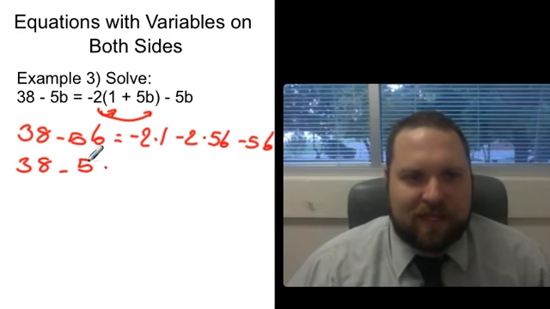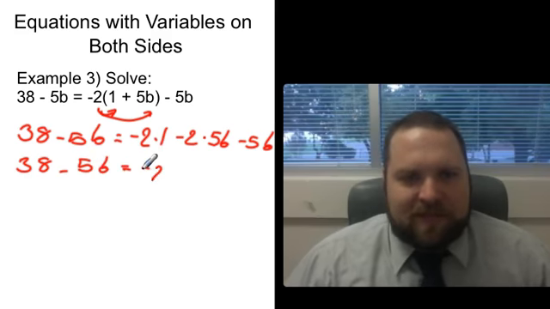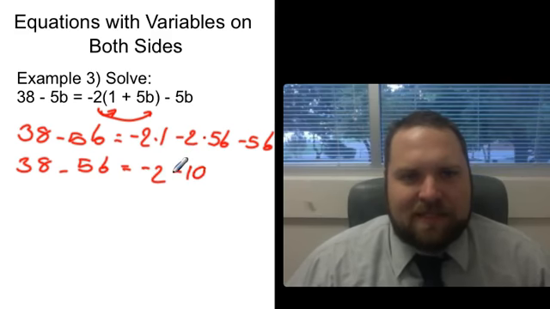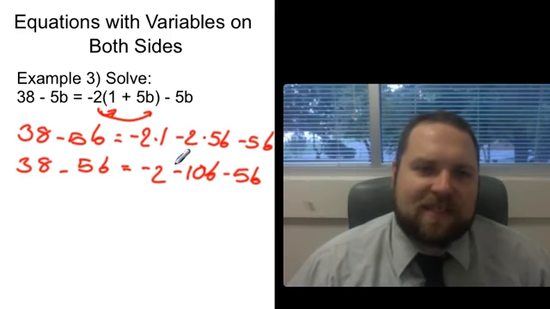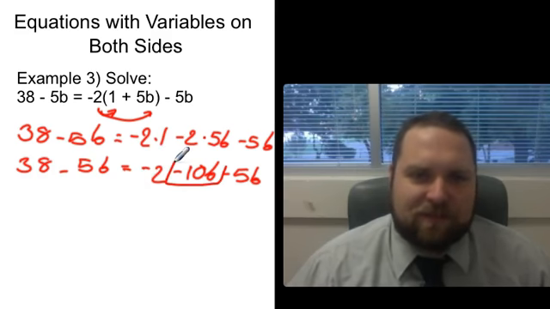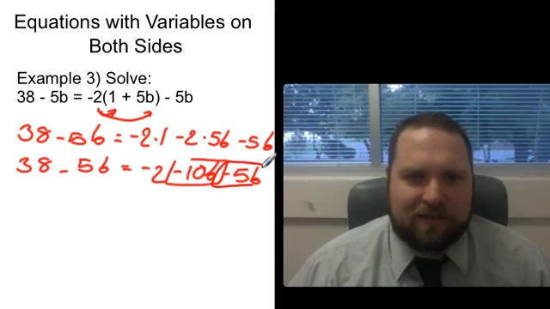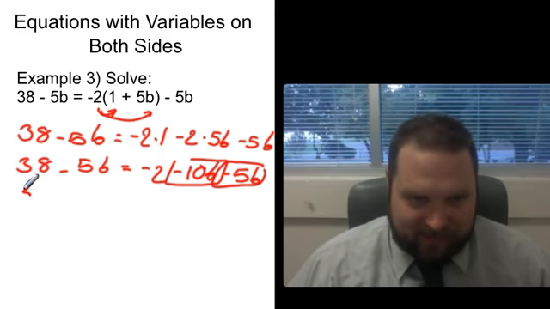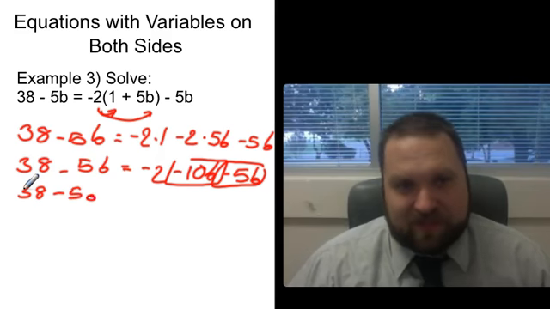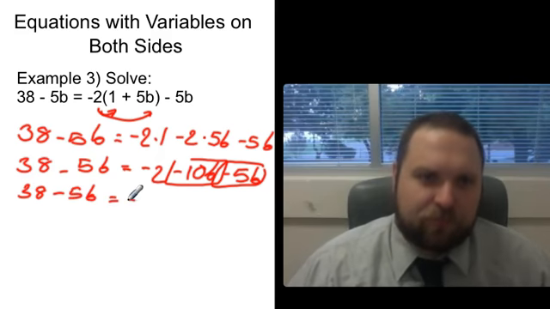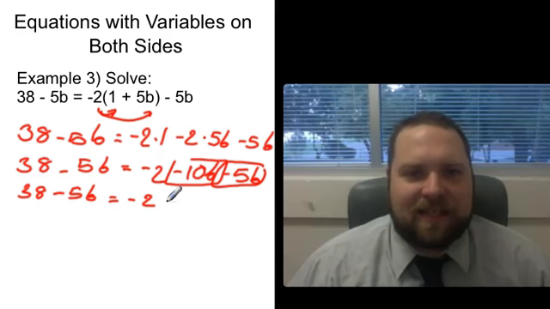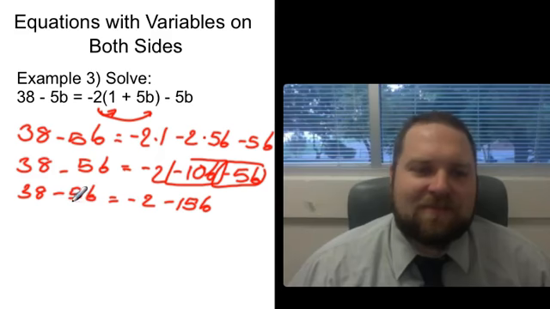This side remains just 38 minus 5b equals now -2 minus 10b minus 5b. Once I've done that, I can see I have like terms to combine here and here. And when I do that, I end up with still 38 minus 5b on one side. But on the other side, I get -2 minus 15b. Now I have a situation where I have variables on both sides.